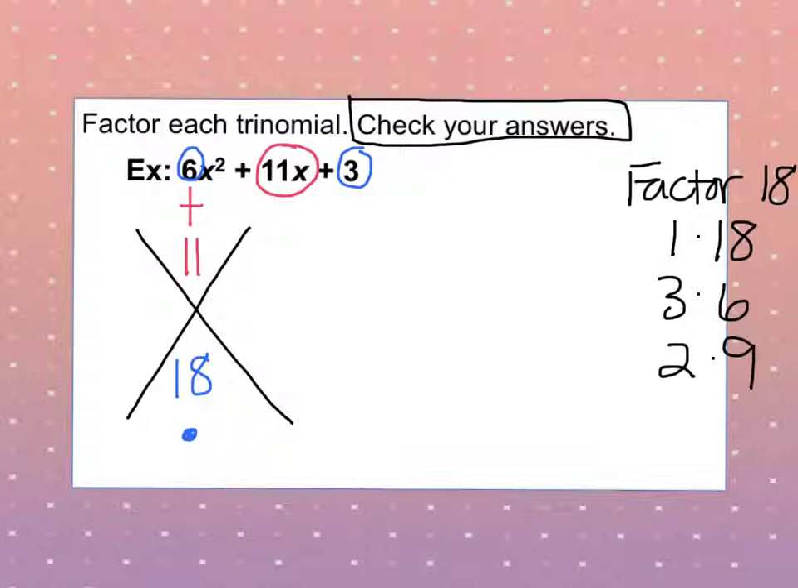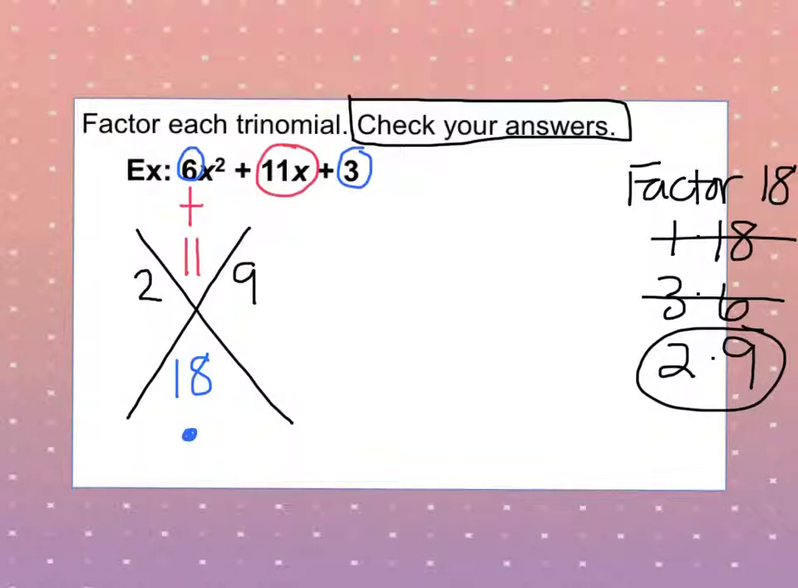Let's see which one could give us the sum or difference of 11. 1 and 18 will not work; that would only give me 17 or 16. 3 and 6 would give me 9 or 3, so that wouldn't work. And 2 and 9 would give me 11 or 7, so it could give us 11. So I'm going to write down my factors as 2 and 9. Now I'll divide them by the leading coefficient, which is 6. I'll put a big circle around that. So divide both by 6.